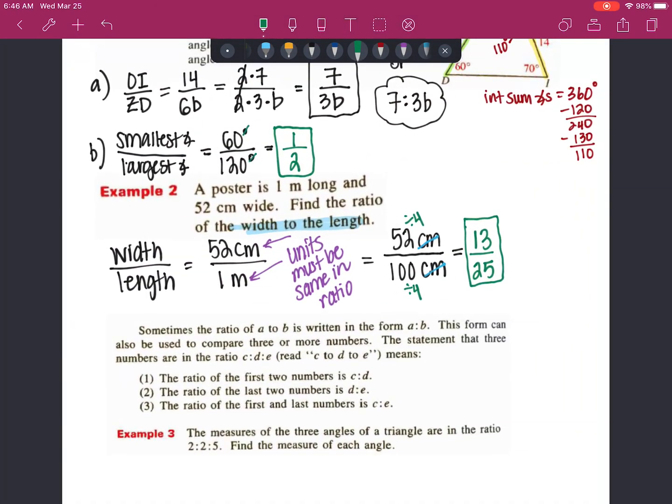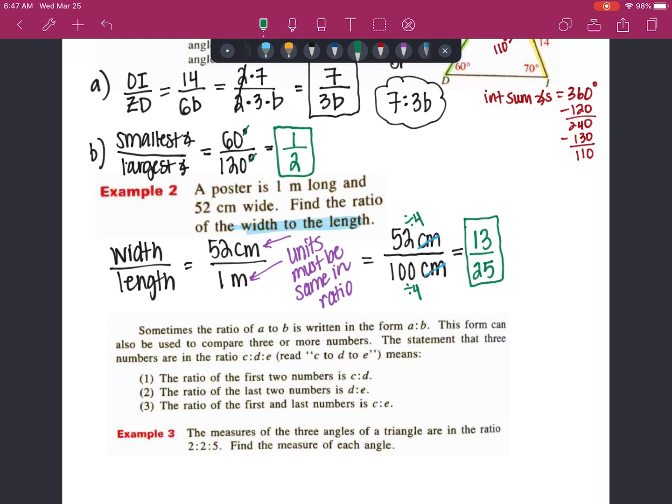So in this example, we've got the measures of three angles of a triangle are in the ratio 2 to 2 to 5. We want to find the measure of each angle. And this is a question that students will ask a lot, so it's really important for you to watch through this. Make sure you understand. If you have to rewatch it, definitely do that.